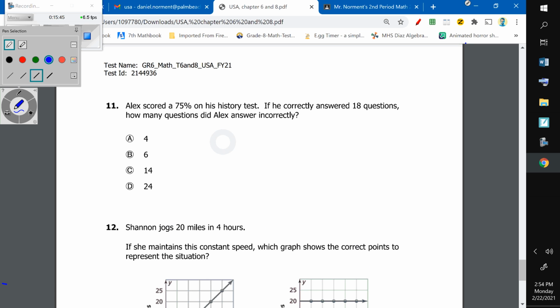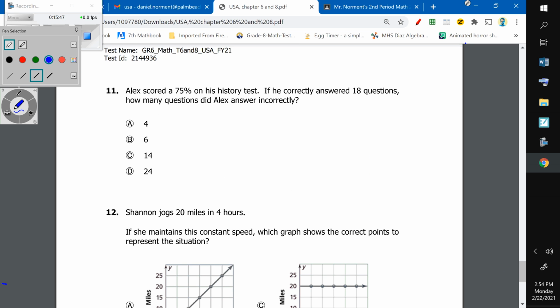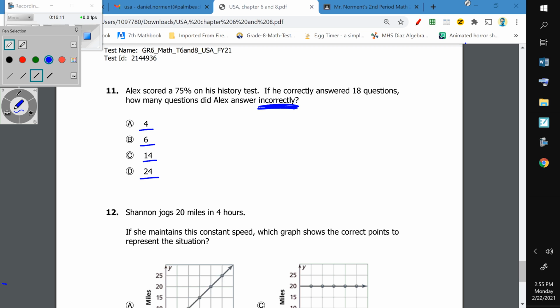Number 11, Alex scored a 75% on his history test if he correctly answered 18 questions. How many questions did he answer incorrectly? Ooh, I think I missed that yesterday. How many questions did he answer incorrectly? Is it 4, 6, 14, or 24? So, which one of those is correct?